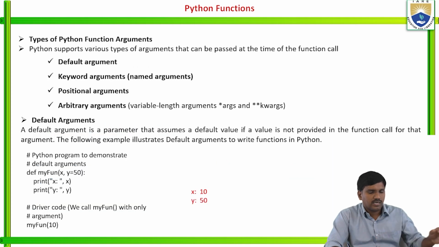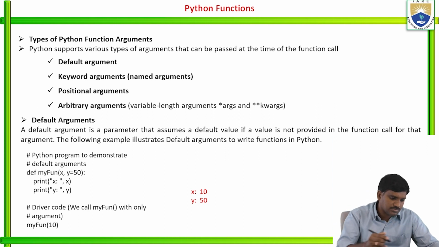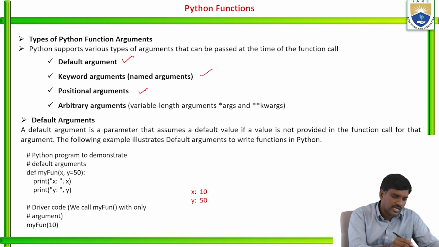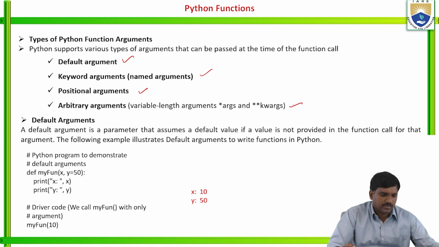So here, based on the conditions, we have different types of function arguments. We have 4 types of arguments: default arguments, keyword arguments, positional arguments, and arbitrary arguments. So 4 kinds of arguments here. So let's start with the default argument.